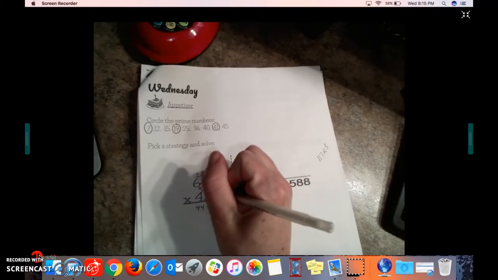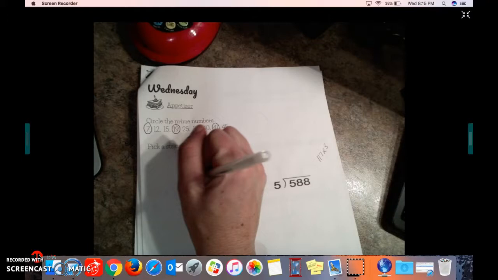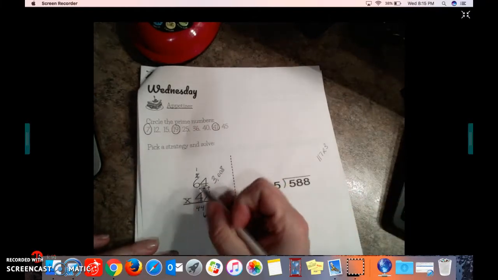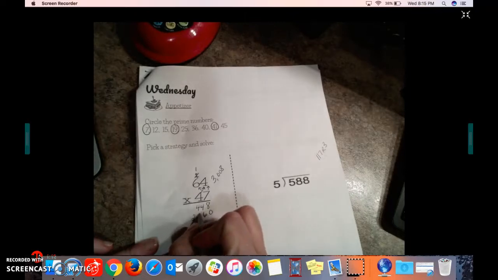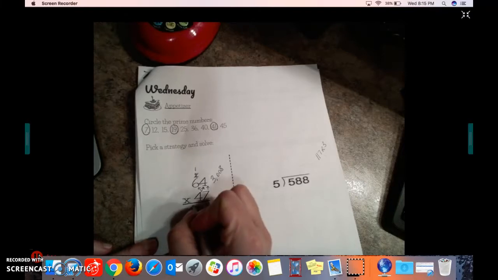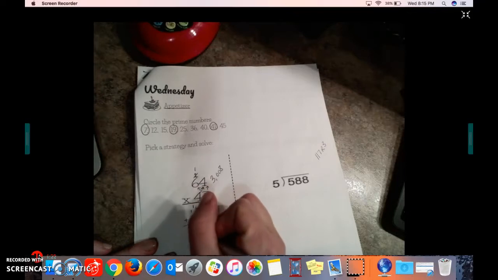So 4 times 4 is 16. My 6 comes down, my 1 goes up. I'm going to cross out that 2 so I don't get confused. 6 times 4 is 24, plus 1 more is 25. And then my final step is going to be to add. 8 plus 0 is 8. 6 plus 4 is 10. 4 plus 5 is 9, plus 1 more is 10. 2 plus 1 is 3, for an answer of 3008.